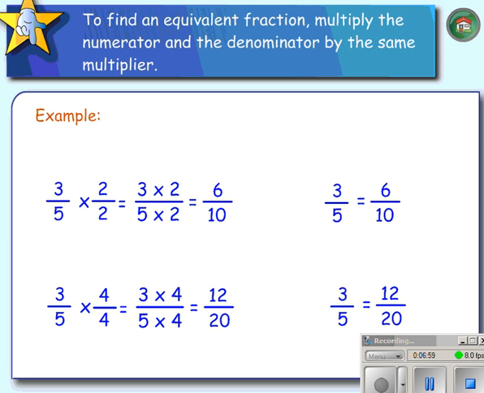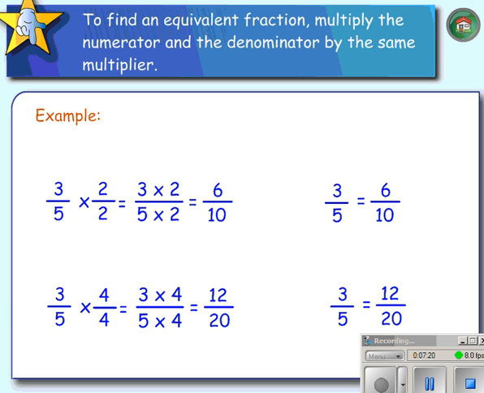So if you're finding an equivalent fraction of 3/5, you're going to multiply the top and the bottom by 2. You multiply the top by 2, you're doing 3 times 2. You're doing 5 times 2. That equals 6/10. So 3/5 equals 6/10.